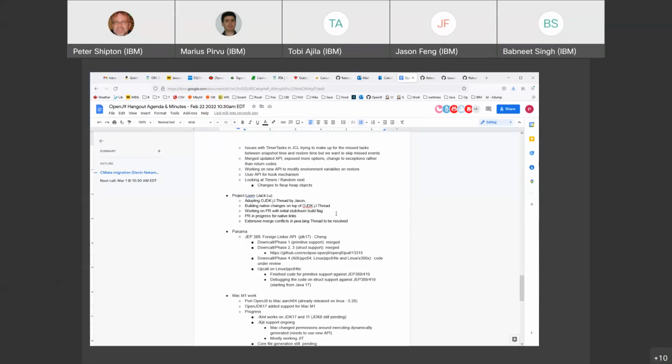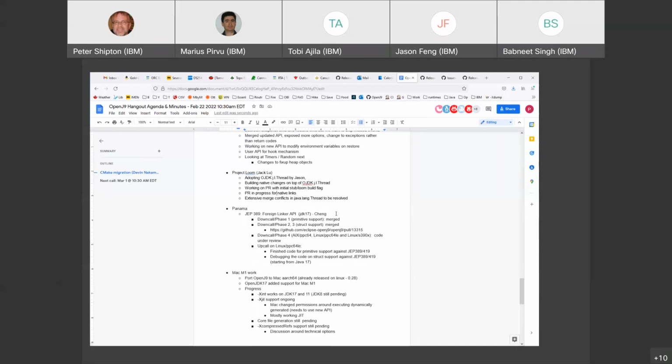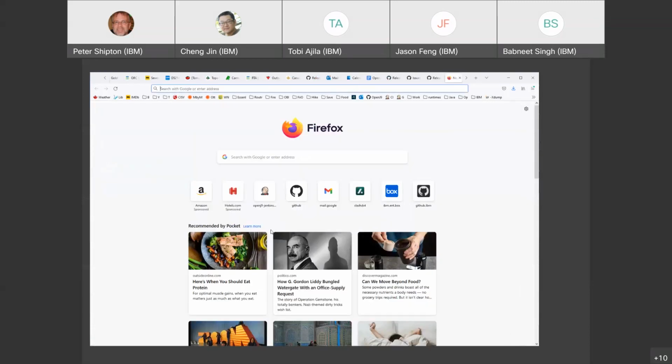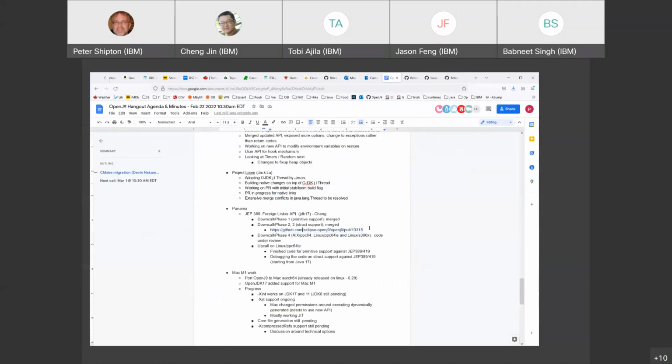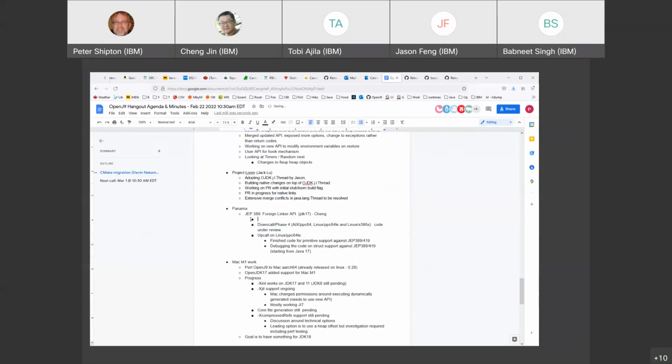Cheng, Project Panama? Not too much. Still debugging the code changes in terms of the structure argument because there are tons of bugs out there. I need to understand why it fails and fix them one by one. So yeah, that's about it. Is it the downcall phase 4 you're working on? And the downcall is already working. Yeah, I think it's already merged everything except the OpenJDK extension, I think. Nice stuff. That's done.